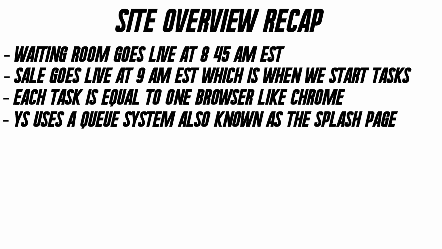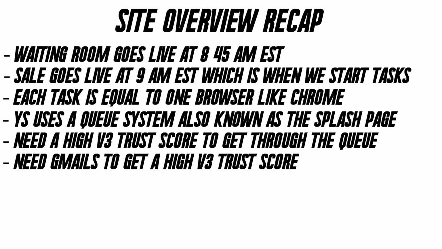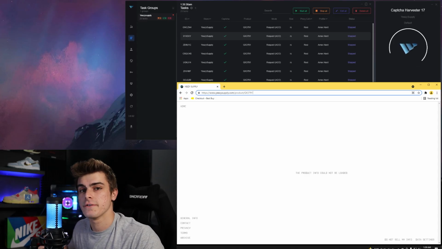YS uses a queue system, also known as the splash page or waiting room, when they are releasing shoes. In order to get through the queue system, you need a high enough V3 CAPTCHA trust score to let Yeezy Supply know you are a real human. In order to get a high enough V3 trust score, we are going to need to use Gmail accounts, which is going to bring us right into the next section of the video.